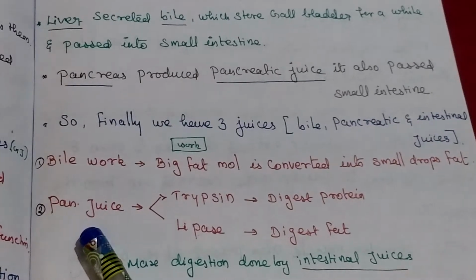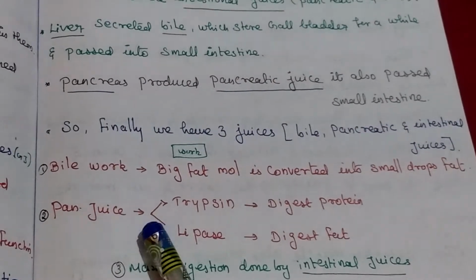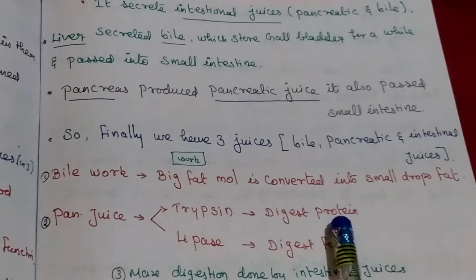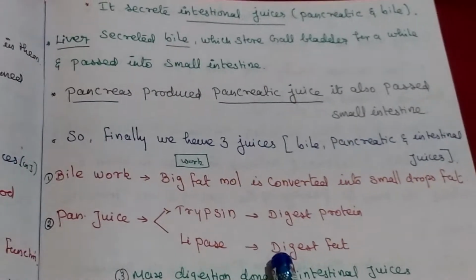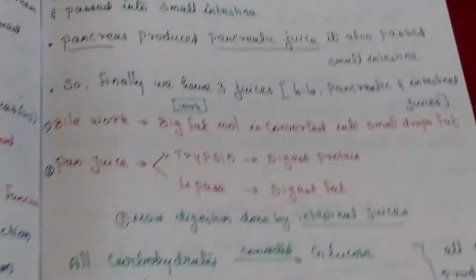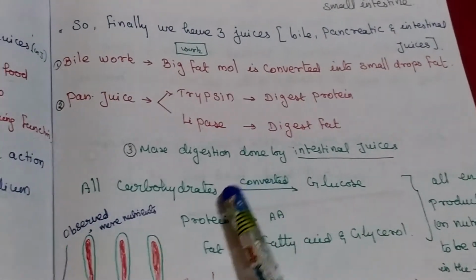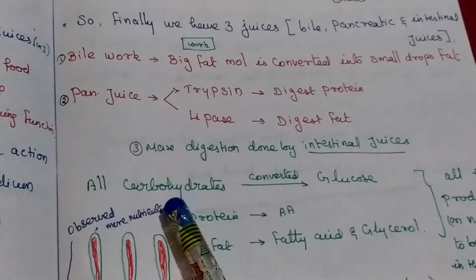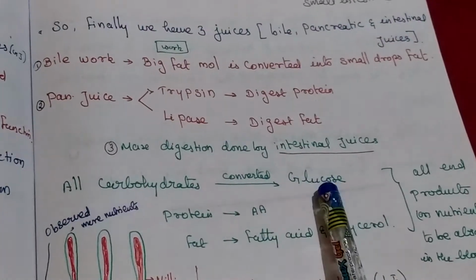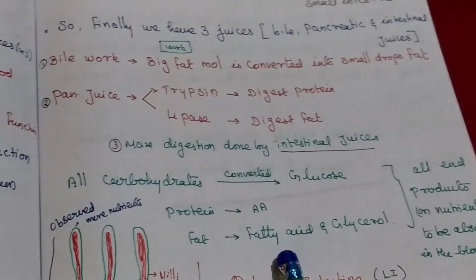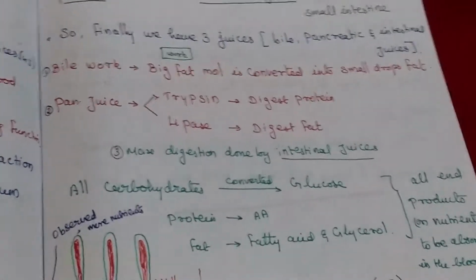Then pancreatic juice has two types of enzyme. Trypsin digests protein molecules. Lipase digests fat molecules. Third one is intestinal juice. Maximum of the digestive process occurs here only. All carbohydrate is converted into glucose. All protein is converted into amino acid. Fat is converted into fatty acid and glycerol.